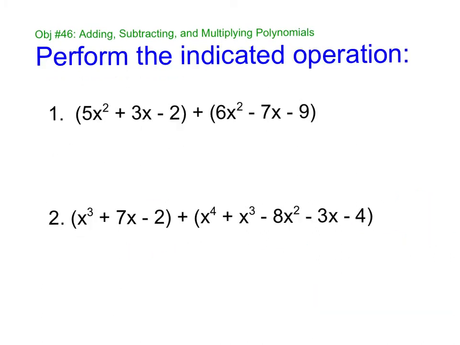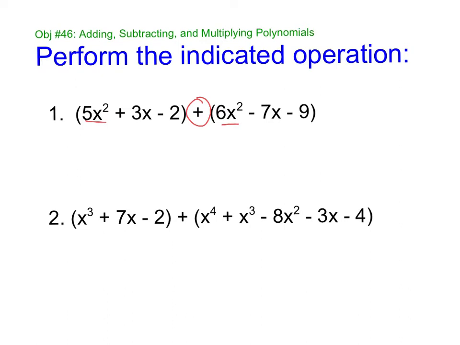Okay, perform the indicated operation. So, remember, we already did this with the complex numbers, right? So, what is that operation between my two polynomials? Plus. Plus means add. I know it seems silly, but kids always try to multiply out. We're not doing that. We're just adding, right? So combine your like terms. So pause and do number 1 and 2.